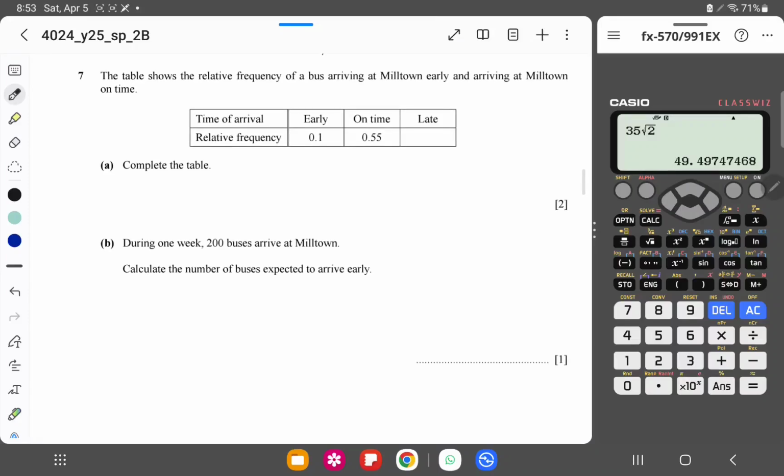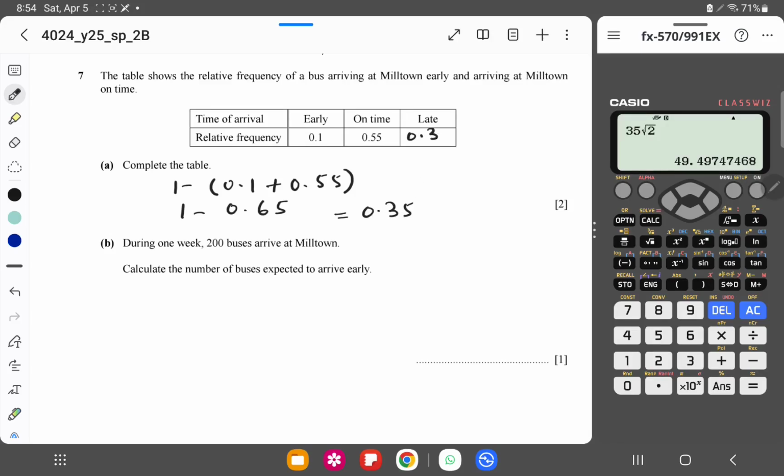In question number 7, you can see a table showing the relative frequency of a bus arriving at Milltown early, on time, and late. Complete the table. Obviously the late is the rest, since the total relative frequency is equal to 1. So we subtract 1 minus 0.1 and 0.55. 0.1 and 0.55 is 0.65, 1 minus 0.65 is equal to 0.35.